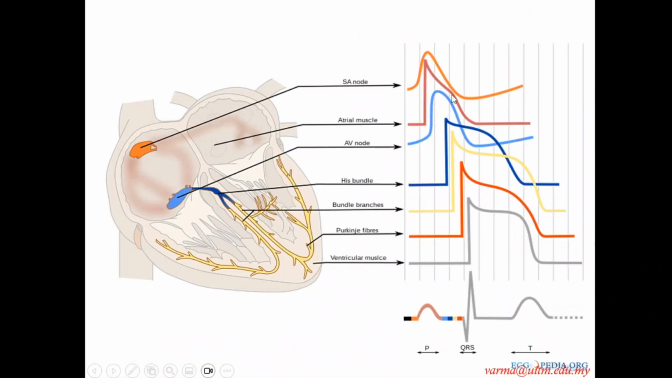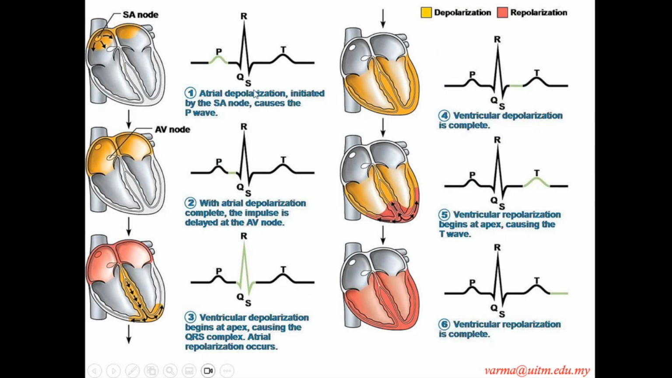So this is how your action potential shows that. What I want to show you is the SA node potential, which is your pacemaker potential, compared to the ventricular muscle cardiac action potential, the myocyte action potential, and the differences. Okay, the slopes and the phases we will come into. As the signal passes from the SA node until the Purkinje fiber, the action potential morphology changes accordingly. This is how the ECG is related to the conduction system. Your SA node, atrial depolarization initiated by the SA node causes the P wave. Then with the atrial depolarization complete, the impulse is delayed at the AV node.